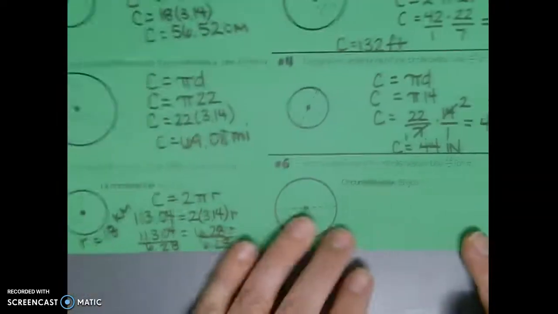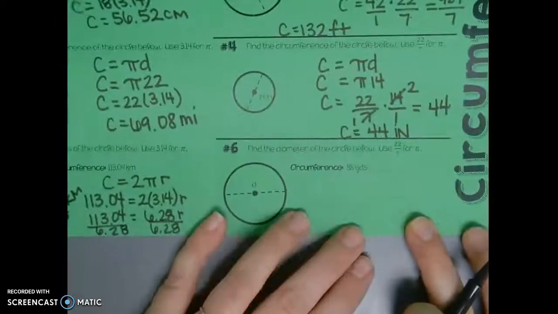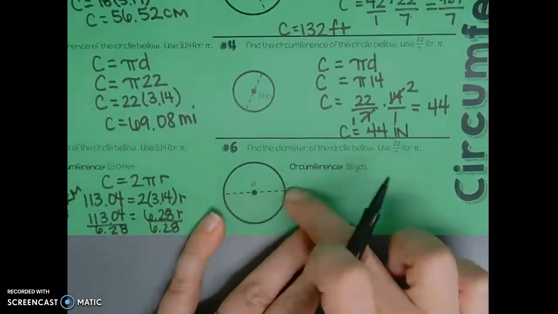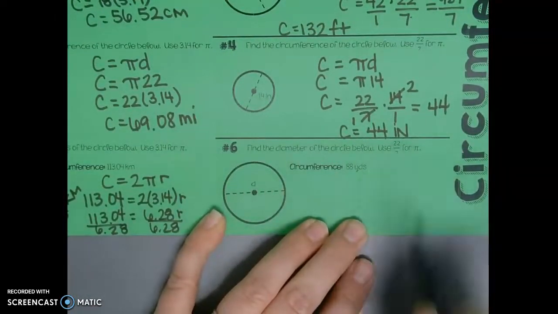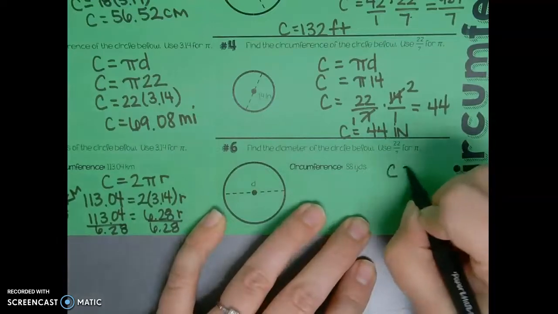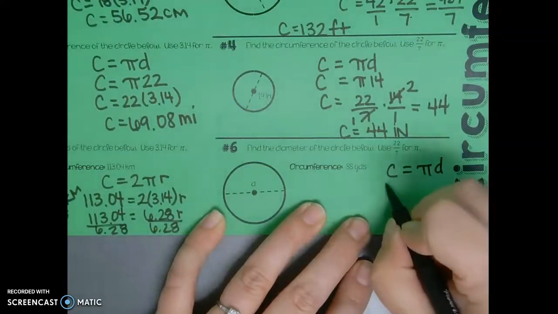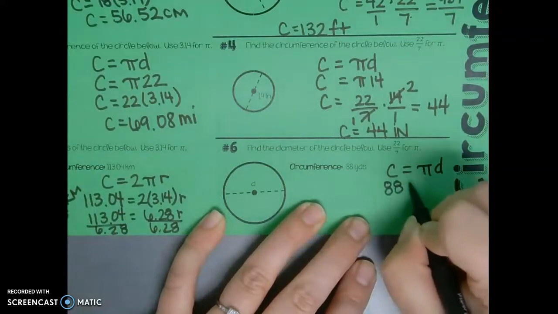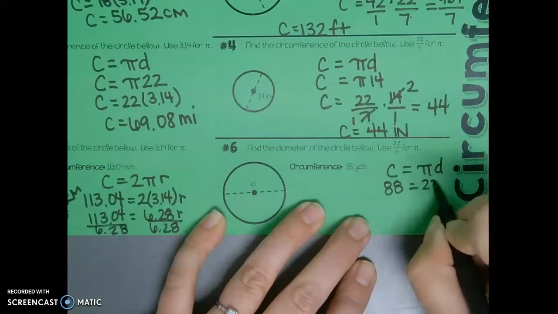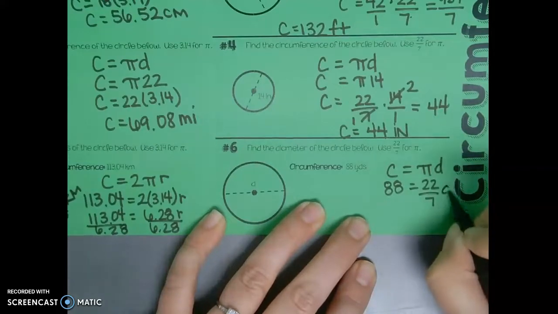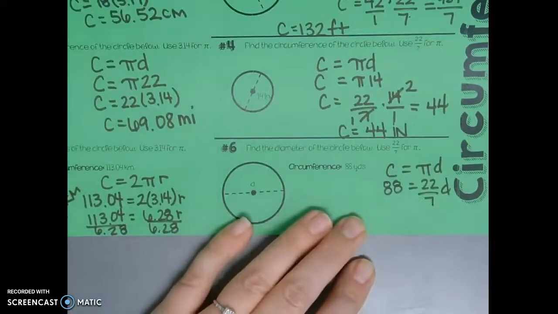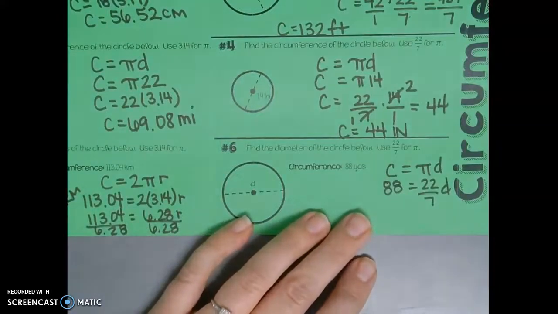All right, let's look at number 6. Again, we are looking for the diameter. Okay, we're going to use 22/7 for pi. So circumference equals pi times the diameter. Okay, we know that 88 is our circumference, and we know that 22/7 is going to be pi, and we're going to multiply that by the diameter.